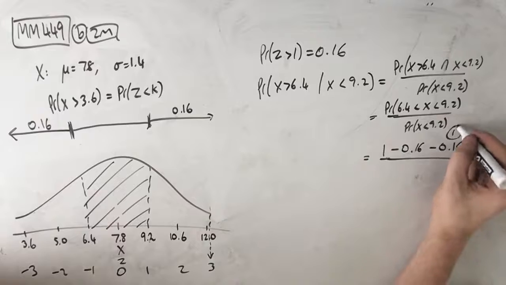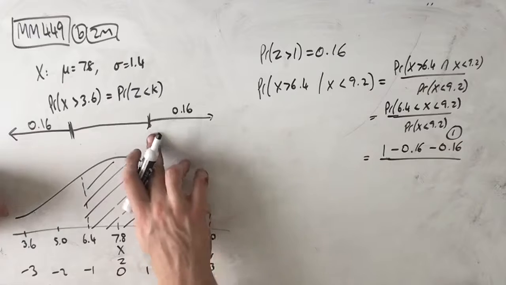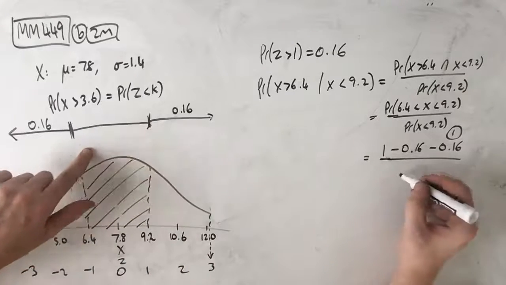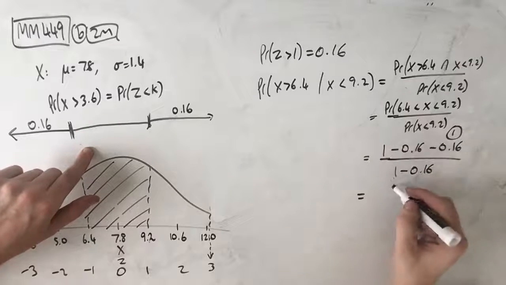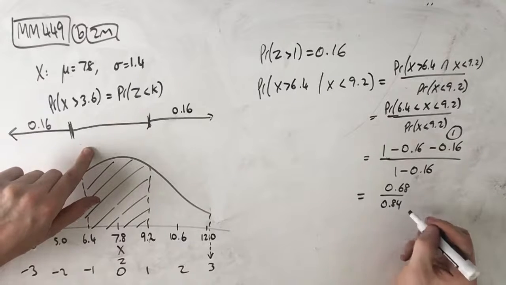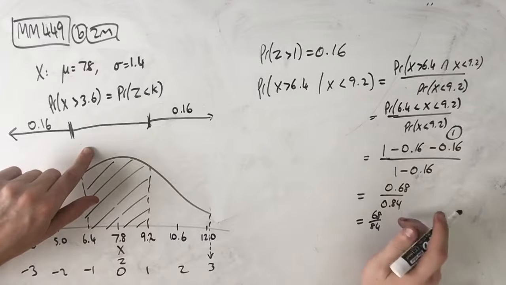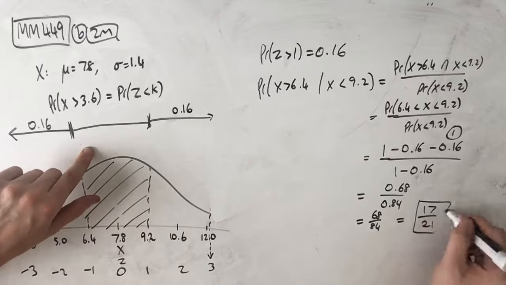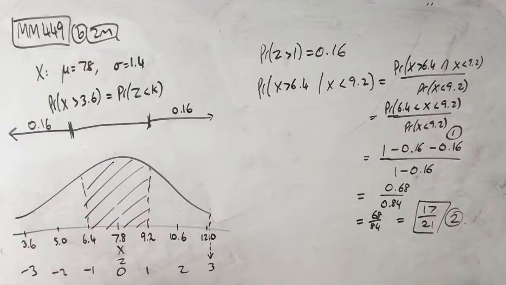This is actually our first mark in between here. The probability that x is less than 9.2, well, we know that the probability that x is greater than 9.2 is 0.16, which means that the probability that's less than that is 1 take away 0.16. Awesome. Now all of this is equal to 0.68. 1 minus 0.16 is 0.84. So I would say that this is the same as 68 on 84, because I would just move the decimals over. And simplifying this, we get 17 over 21. This is our second and final mark for part B, guys, and that actually wraps up MM449.